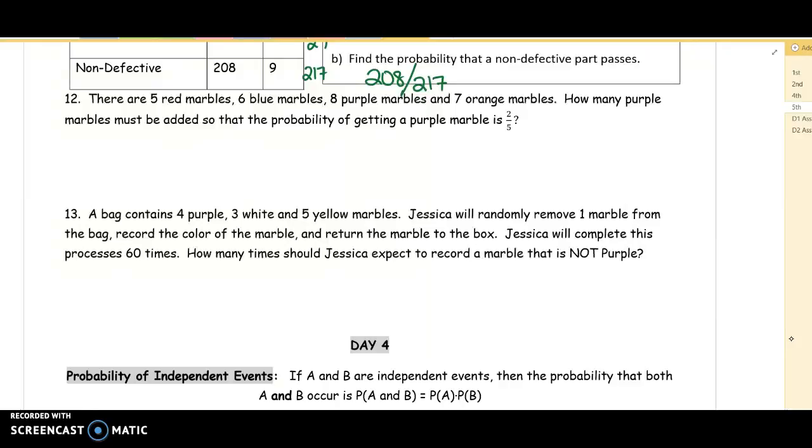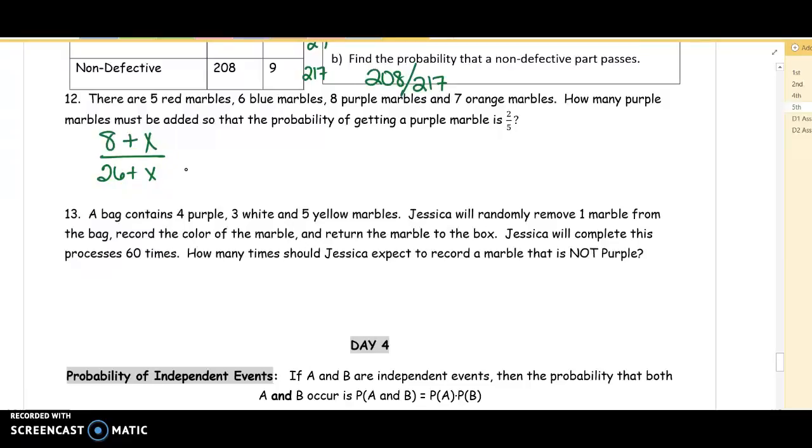So number 12. There are 5 red marbles, 6 blue marbles, 8 purple marbles, and 7 orange marbles. How many purple marbles must be added so the probability of getting a purple marble is 2/5? Okay? How many purple marbles do we currently have in this bag? 8. And they're saying we're going to add some number of marbles. How many marbles do we currently have total? 26. But if we add X purple marbles, isn't that going to also increase our total? So we also have to do plus X on the bottom.